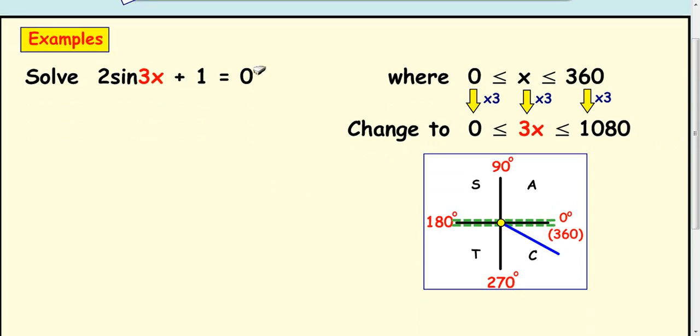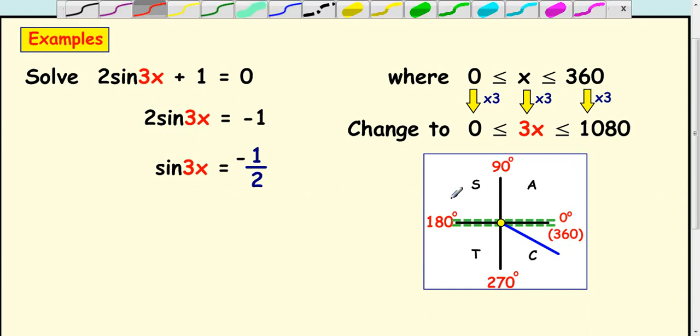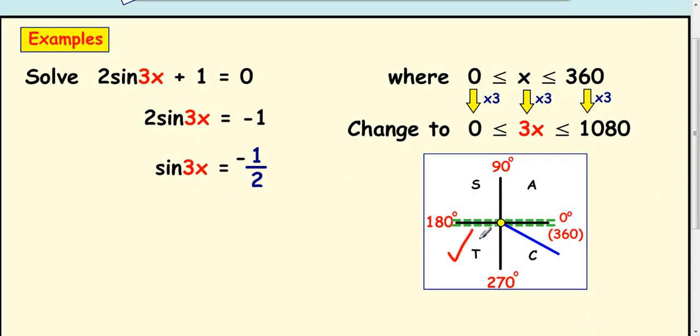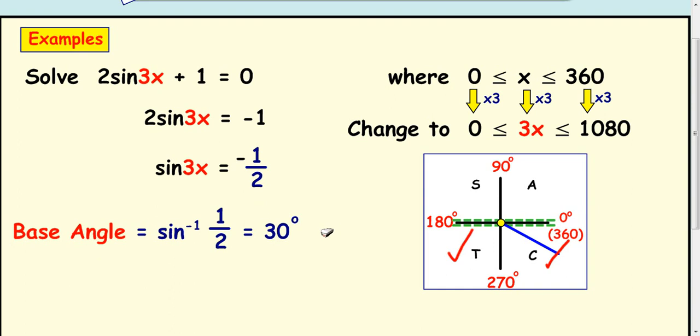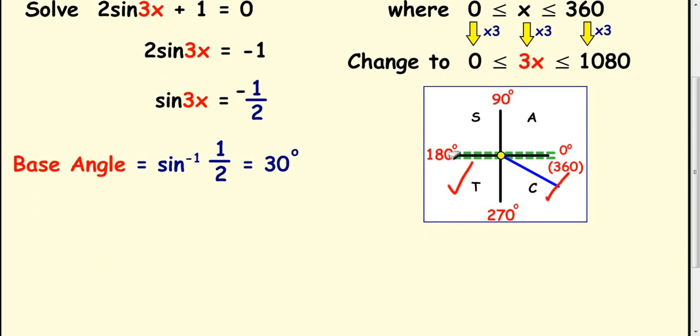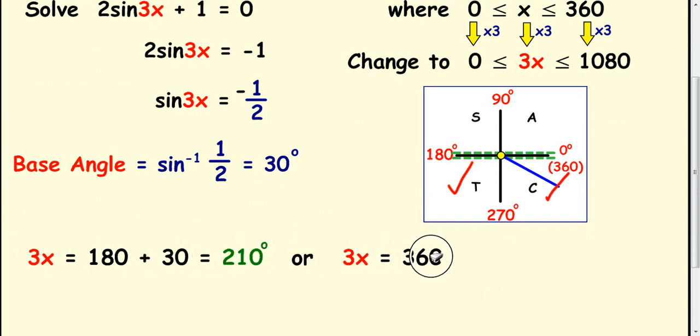So we'll carry on as before, take away 1 over to the other side, divide by 2, and we get negative a half. This happens in the tan quadrant because sine's negative, and the cos quadrant. So find the acute angle or the base angle, inverse sine a half, and you'll get 30. Then to find these two solutions, you go forwards from 180 and back from 360. So 3x is equal to 180 plus 30, and 3x is equal to 360 take away 30, which is 330.